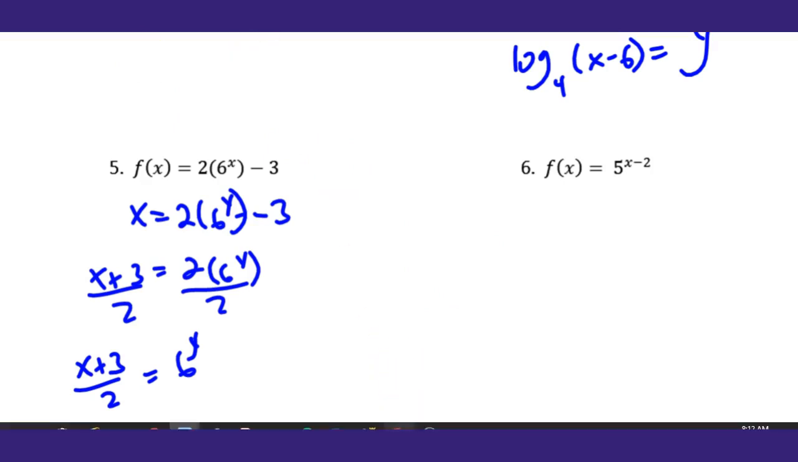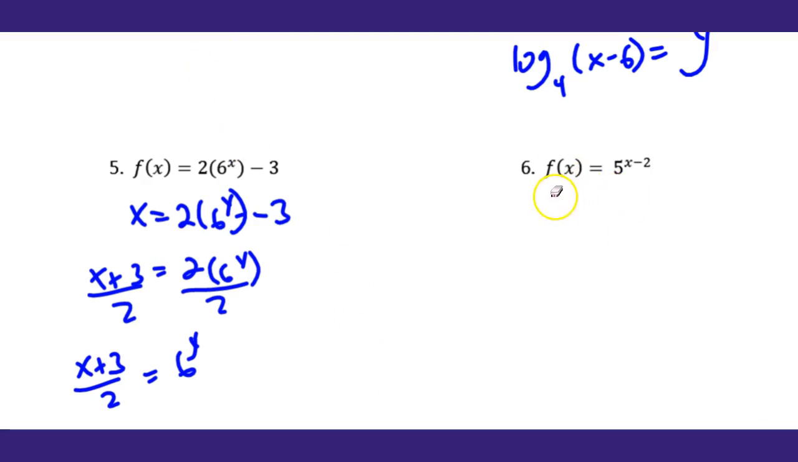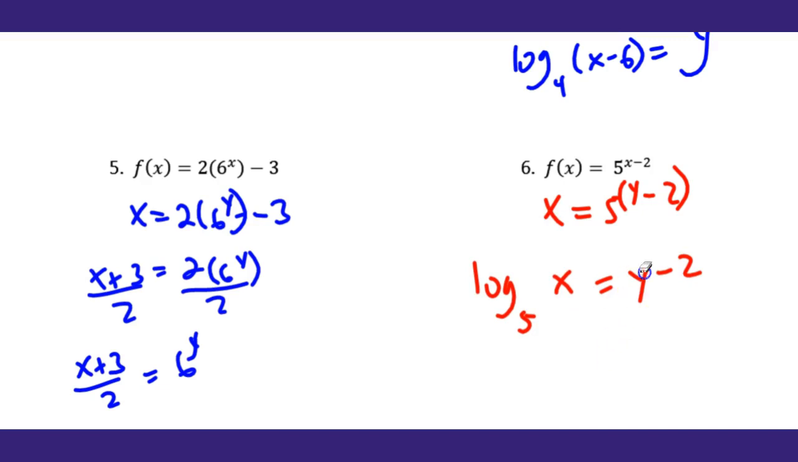Now, lastly, for this last problem, we need to, again, swap x and y. So x equals 5 to the y minus 2. All right, notice that this is the exponent. So when I rewrite it, I have log base 5 of x equals y minus 2. But we want to isolate the y. So what you get is log base 5 of x, plus 2, equals y. That's your inverse, okay?